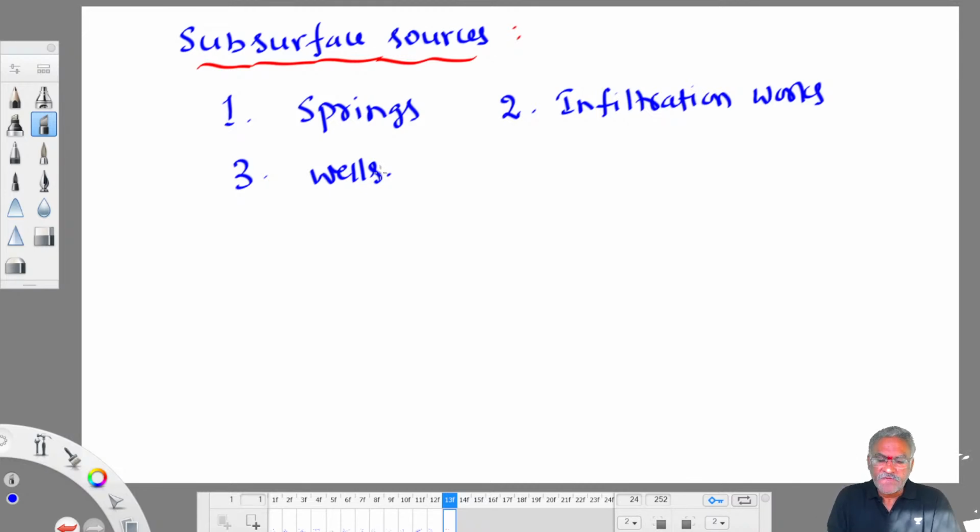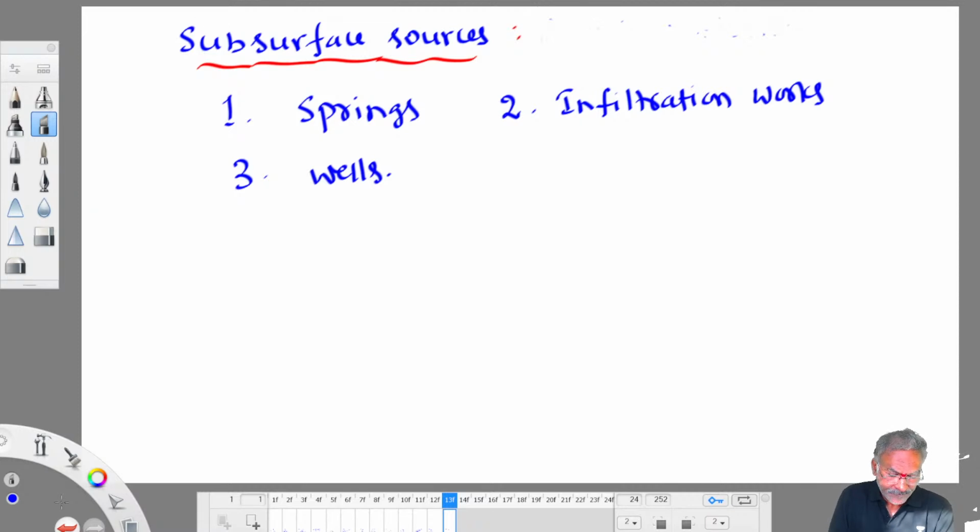Normally we keep subsurface sources as a standby source. The main source is always a surface source. In the absence of surface sources, only then do we use subsurface sources. Otherwise, they are kept as a standby, reserve source, used only in emergencies, because subsurface source water is very expensive compared to surface sources.